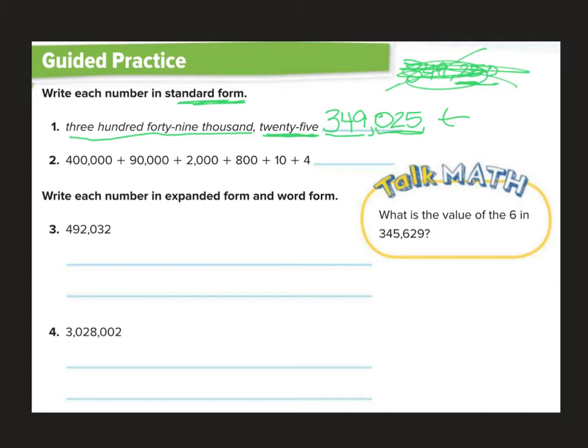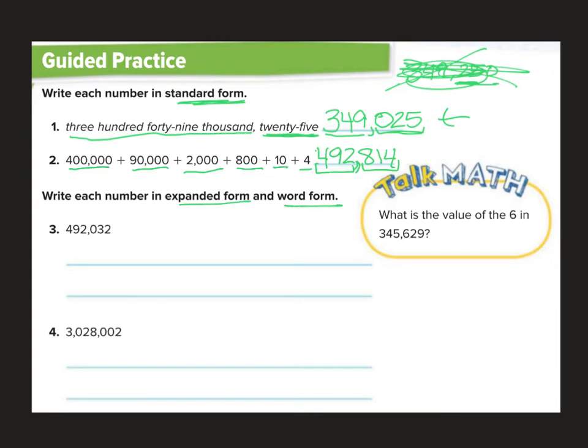So here we have 400,000, 90,000, 2,000. So 492,000. And then we have 800, 10, and 4. So that would make 814. So this number is 492,814.